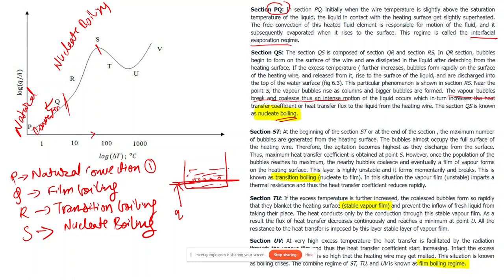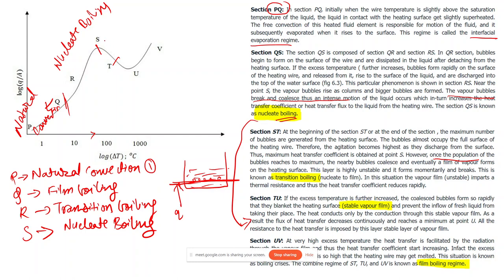And after this nucleate boiling, we have been given that once the population of the bubbles reaches maximum, the nearby bubbles coalesce and eventually a film of vapor forms on the heating surface. This layer is highly unstable; it forms momentarily and breaks, and this is known as transition boiling. So in this region ST, few of these bubbles are formed, and we don't get a stable film of bubbles formed over here. These bubbles continuously form and break, due to which we call this the transition regime. So basically it is transitioning from the nucleate to the film boiling regime.